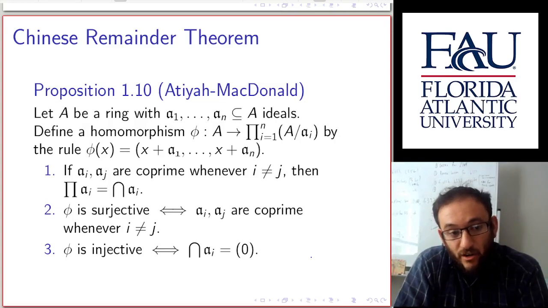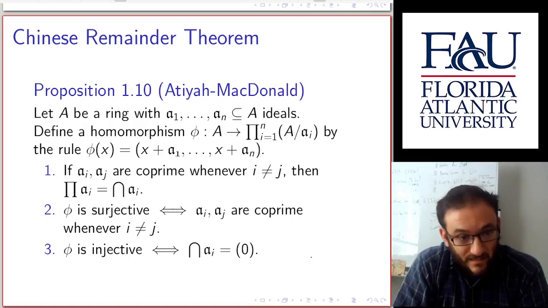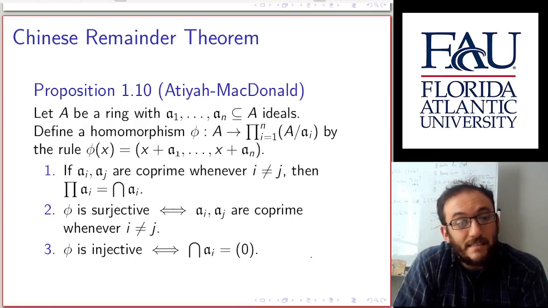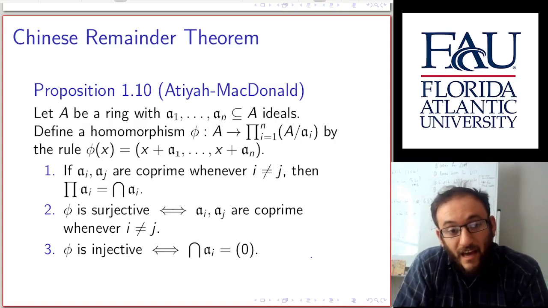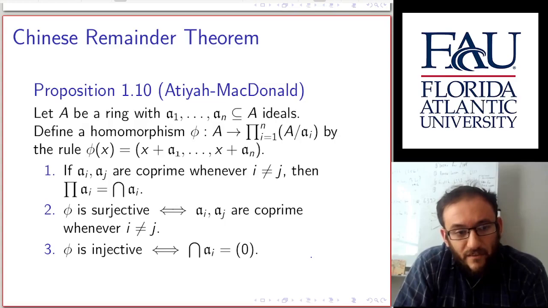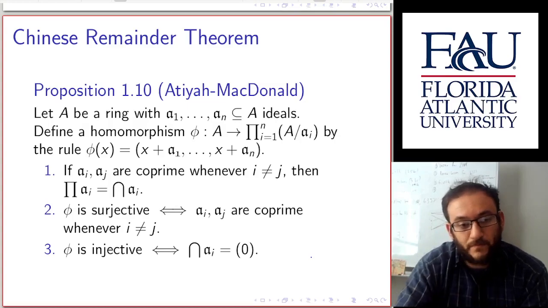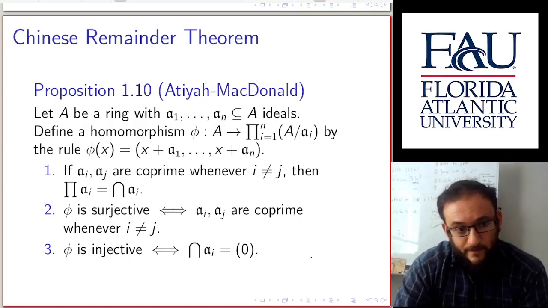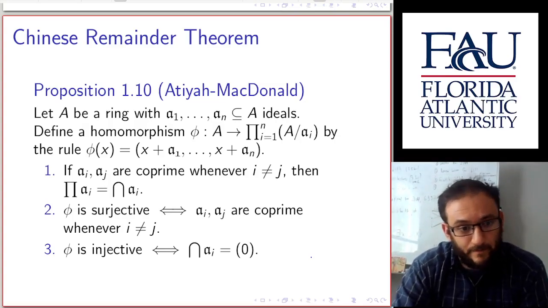If ai and aj are coprime whenever i is not equal to j, then the product of the ideals is equal to the intersection of the ideals. That's first. Second, phi is surjective if and only if ai and aj are coprime whenever i is not equal to j. And finally, phi is injective if and only if the intersection of the ideals ai is equal to the zero ideal. Okay, and we'll see the power that this theorem has after proving it.